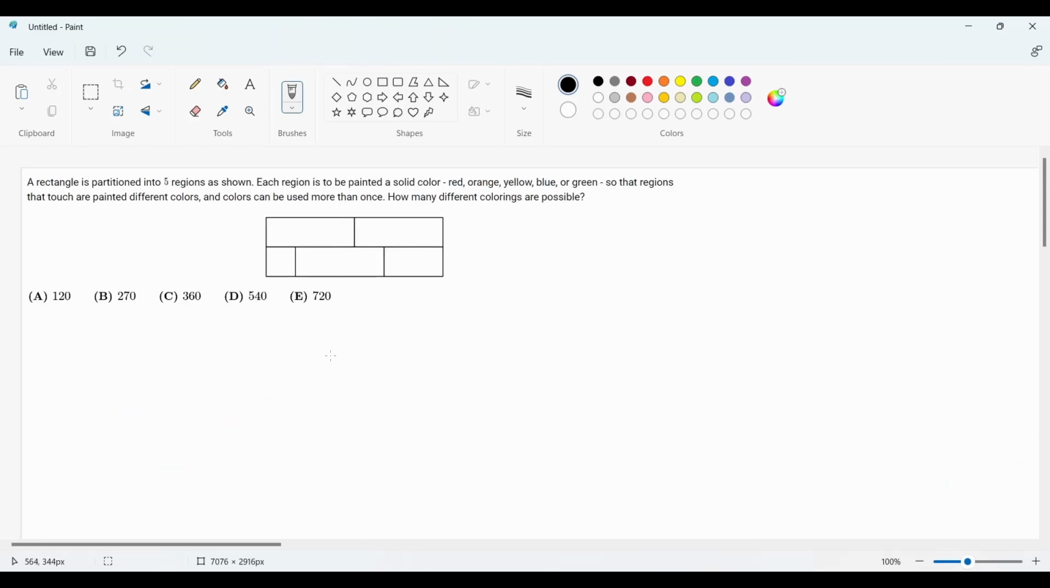Now we're on problem 9. A rectangle is partitioned into 5 regions as shown. Each region is to be painted a solid color, red, orange, yellow, blue, or green, so that regions that touch are painted different colors, and colors can be used more than once. How many different colorings are possible? Let me just copy this diagram down.